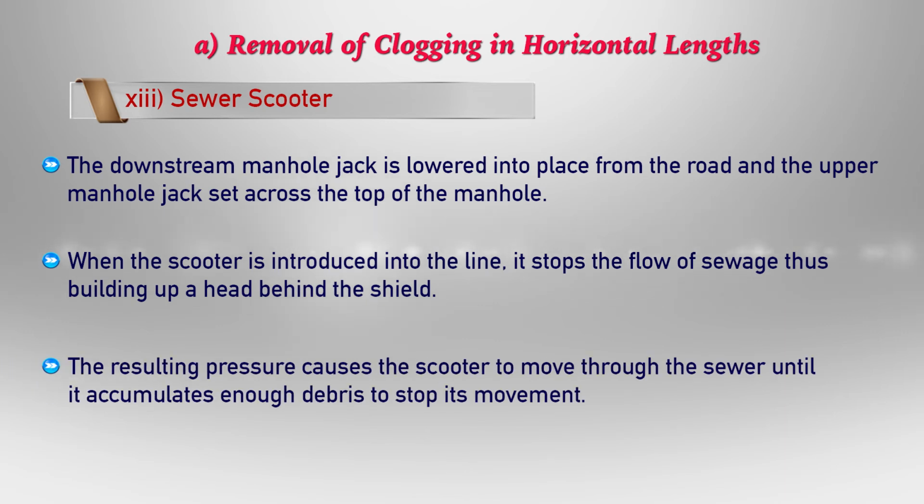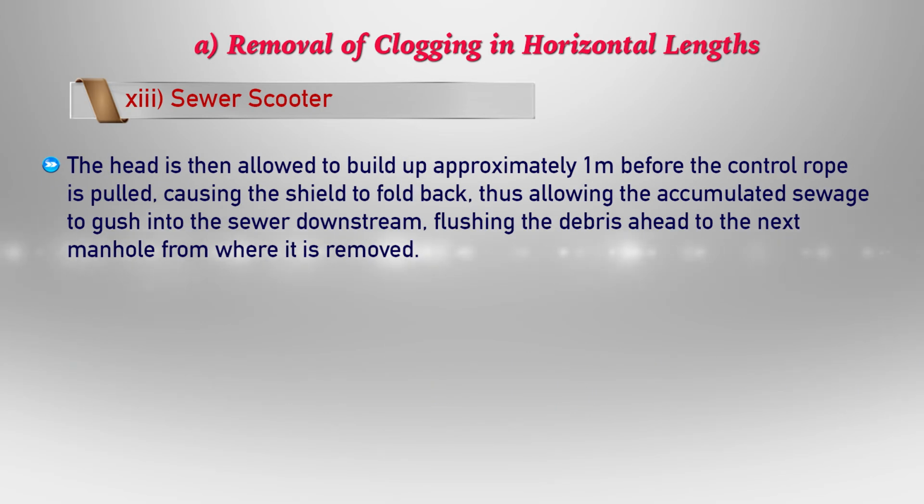The resulting pressure causes the scooter to move through the sewer line until it accumulates enough debris to stop its movement. The head is then allowed to build up approximately 1 meter before the control rope is pulled, causing the shield to fold back, thus allowing the accumulated sewage to gush into the sewer downstream and flushing the debris ahead to the next manhole from where it is removed.